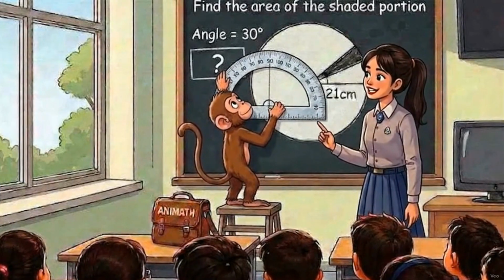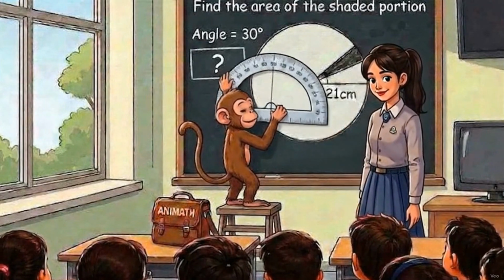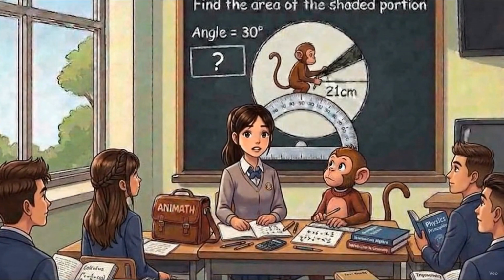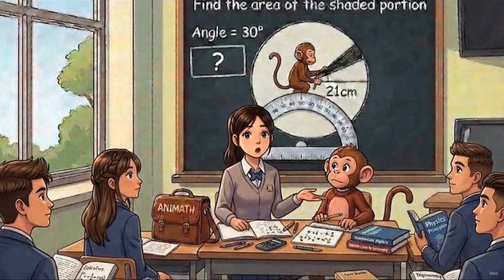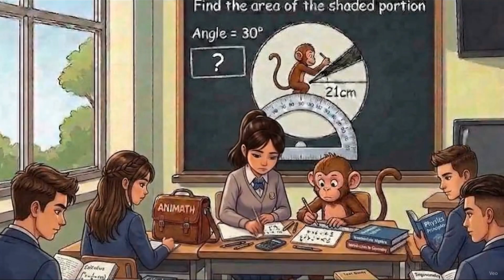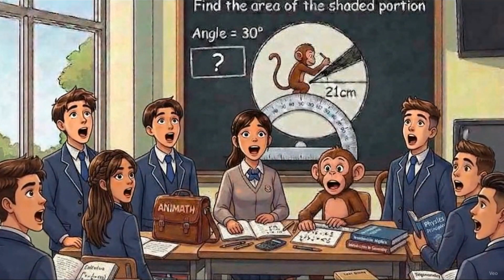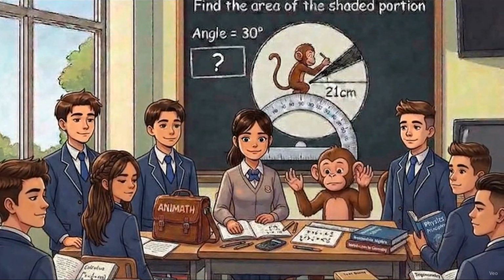Angle of the shaded sector is 20 degrees. Radius is 21 centimeters. The area of the circle is pi r squared.